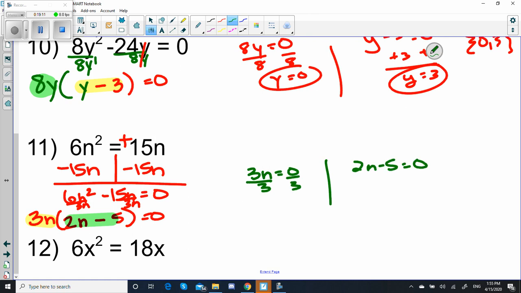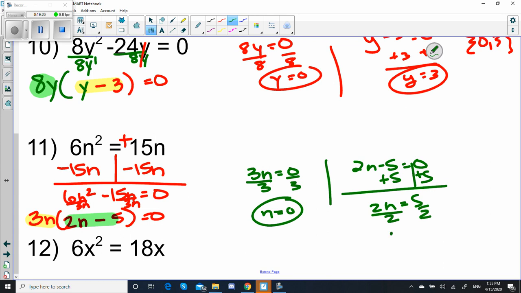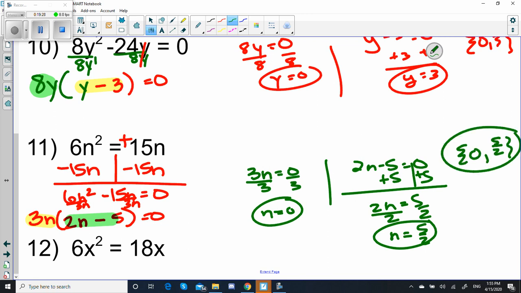So here I divide by 3. First solution is 0. And here I add 5 first, and then I divide by 2 second. So I get 5 over 2, or 2.5 if you'd rather have a decimal. I'm going to leave it as a fraction. So 0 and 5 over 2 is my answer.